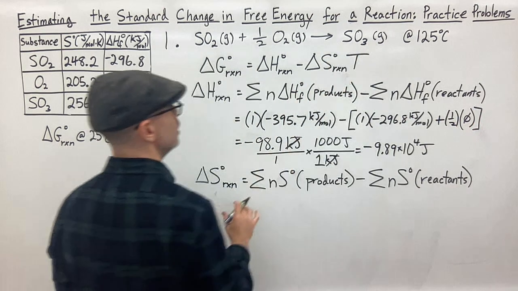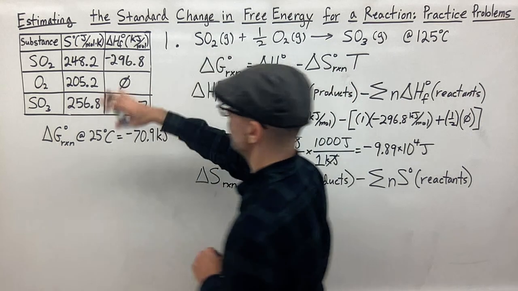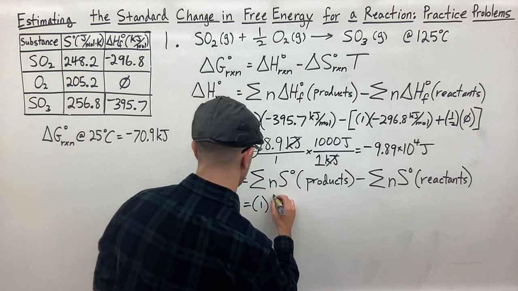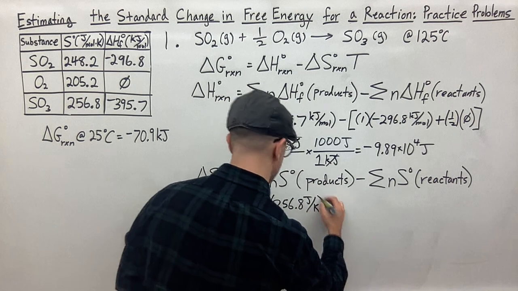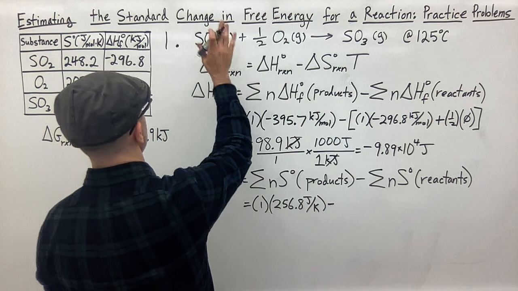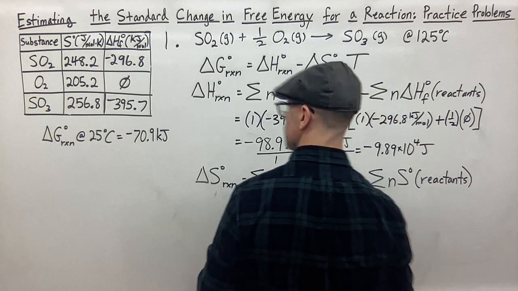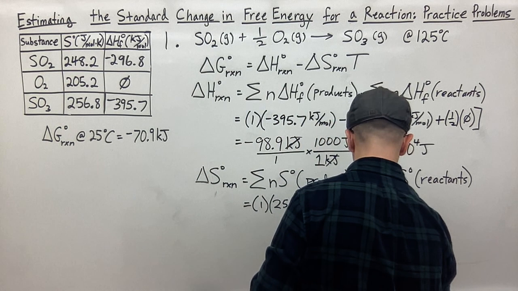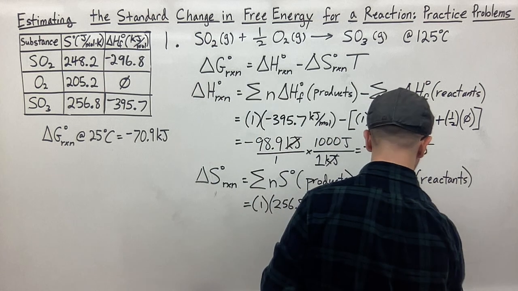So again, plug that in, use our equation. Products first. So I only have one, 1 SO3. The standard entropy of SO3 is 256.8, so that's going to be 256.8 joules per Kelvin. And then we're going to subtract out our reactants. We have two reactants again. So we have 1 for SO2. 1 times SO2, the S is 248.2, so 248.2 joules per Kelvin. And then we're going to add to that oxygen.